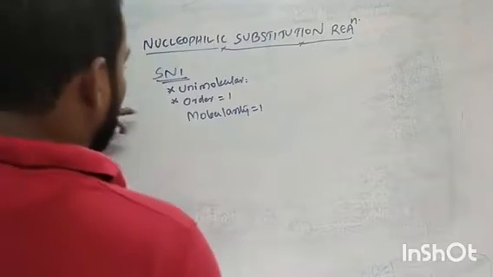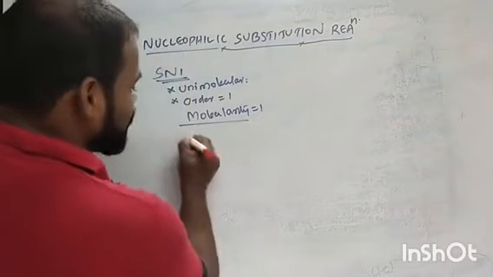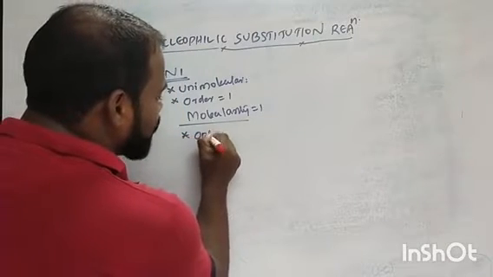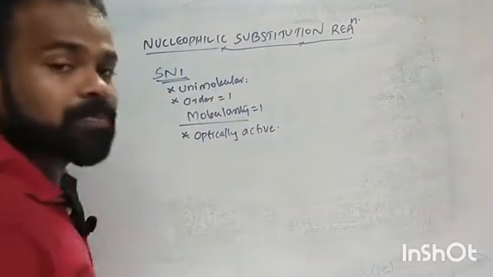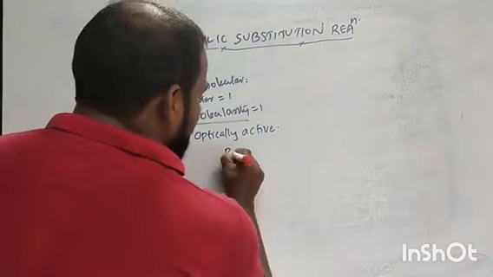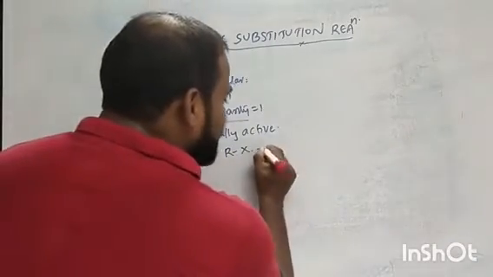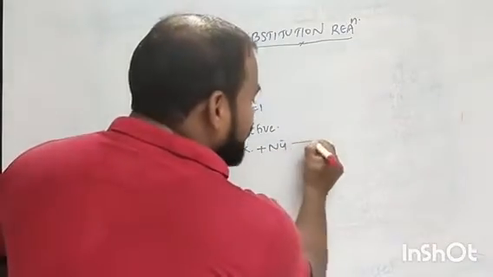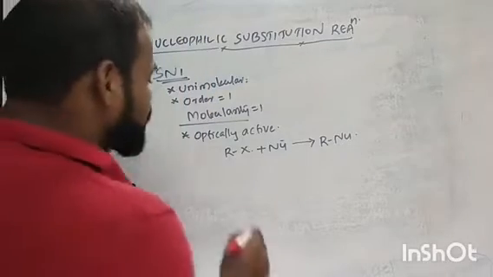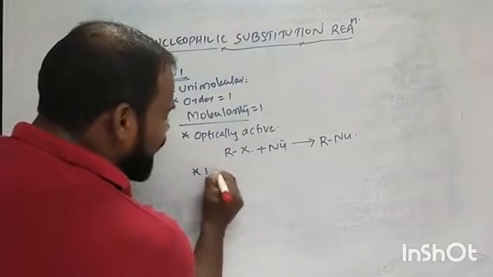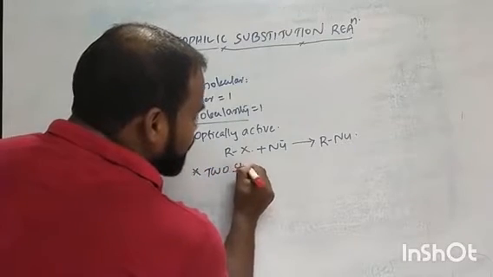Concentrate very well. Some conditions are here. For the SN1 mechanism, the compound should be optically active. Example, RX, that means alkyl halide. When an alkyl halide mixes with a nucleophile, the product will be R-Nu. But this reaction is a two-step mechanism.